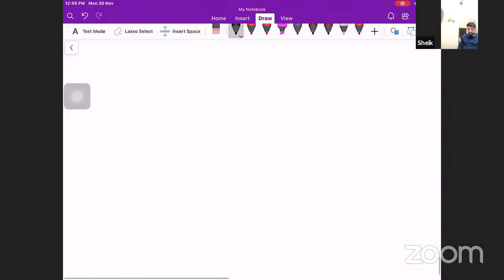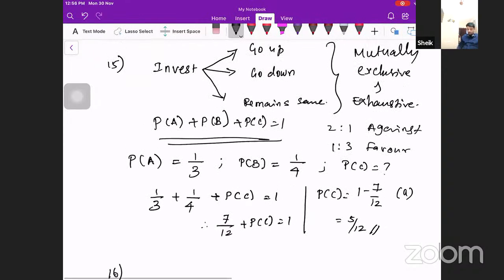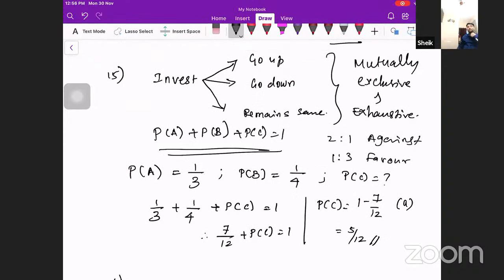Now, come to sum number 16. Those who want to copy this, please write it down now. I'll wait for another 20-30 seconds. Please copy this.